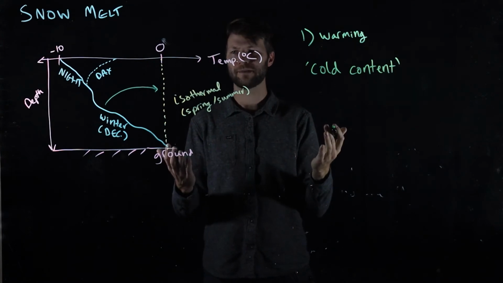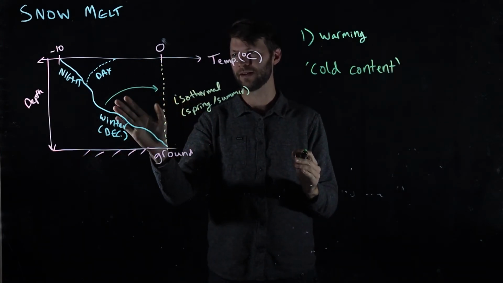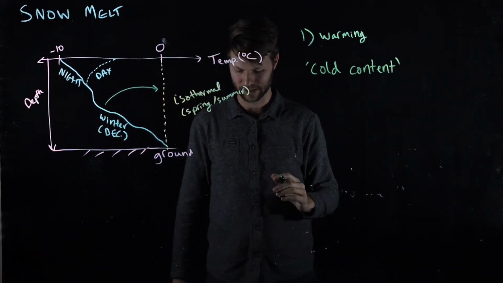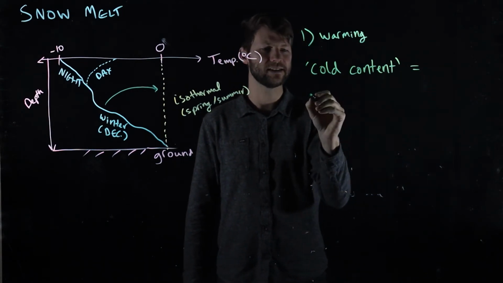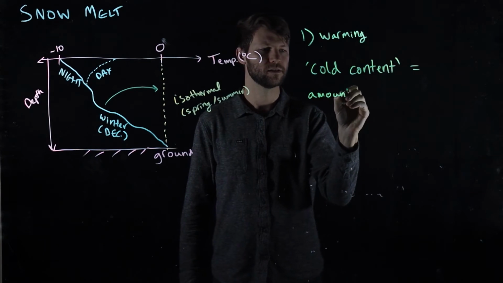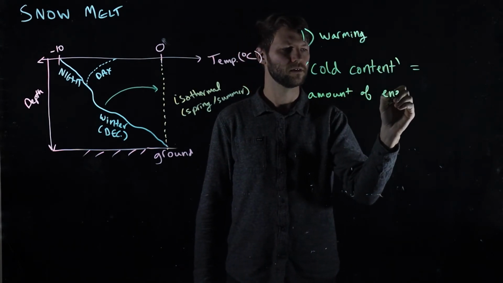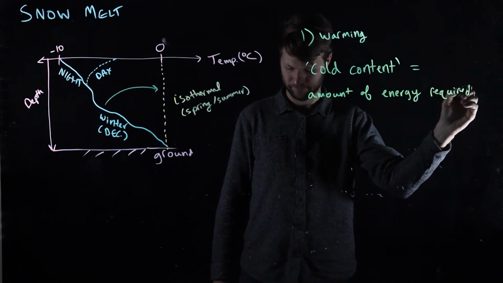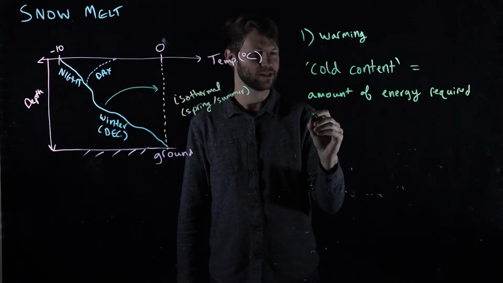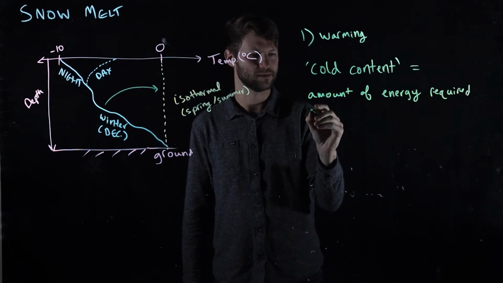And so we're going to do an energy balance for this whole problem and think about how much energy is required for each step in snowmelt. The cold content is defined as the amount of energy required to raise the average temperature of the snowpack to the melting point.